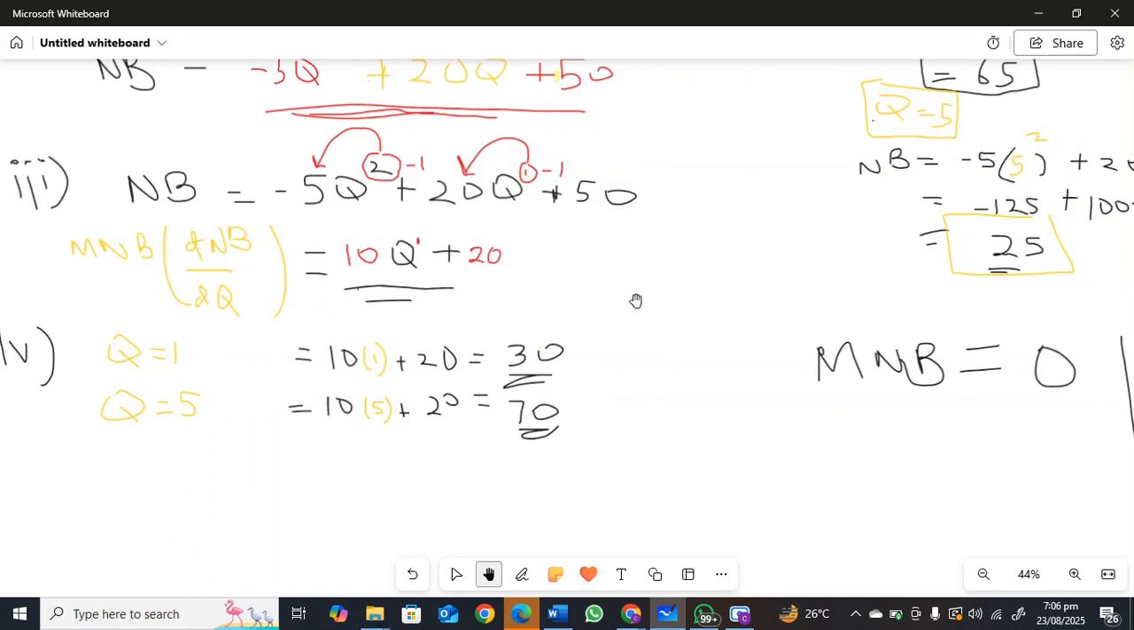So where marginal net benefit equals 0, we can equate 10Q plus 20 to 0. 10Q plus 20 equals 0. So we solve for Q. This 20 goes over the equal sign, so this becomes -20.